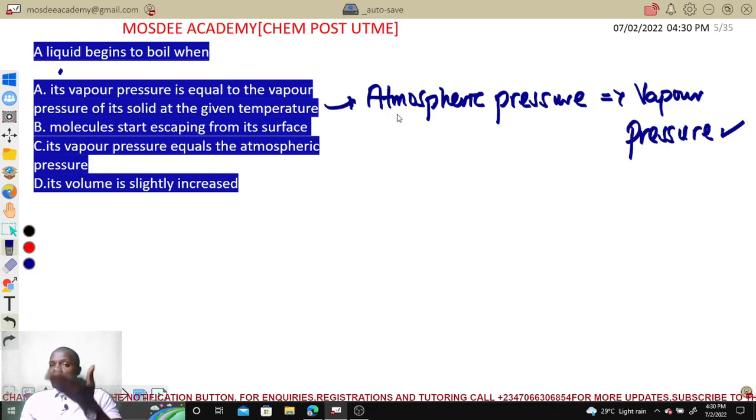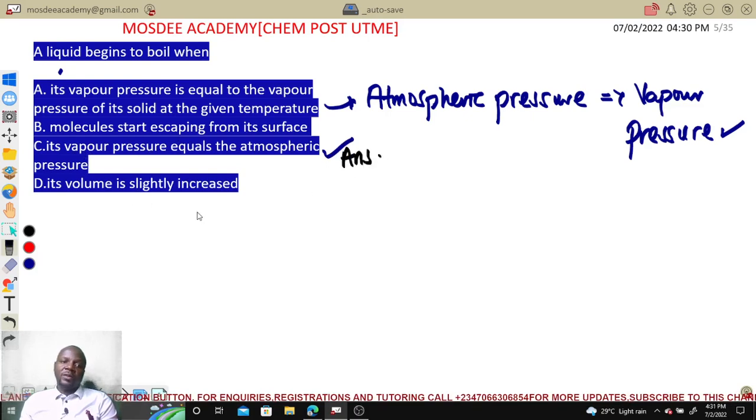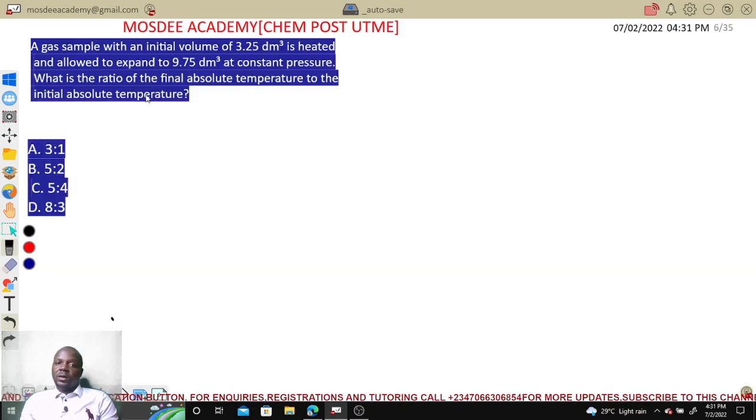Because molecules try to escape the surface, the atmospheric pressure is also trying to push in. So at that particular point, it forms a kind of thin layer on the surface of the liquid. At that point we say boiling occurs. So molecules start escaping. It is when its vapor pressure equals the atmospheric pressure. And at that time we say it has boiled. I hope you understand that. So C is correct. The next question.